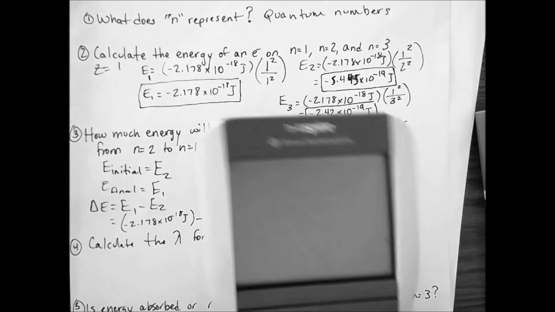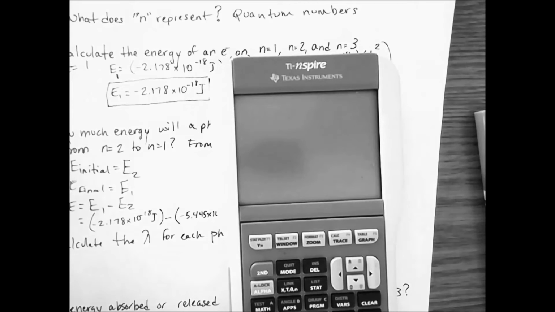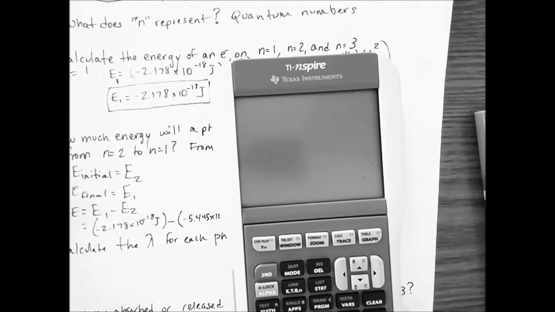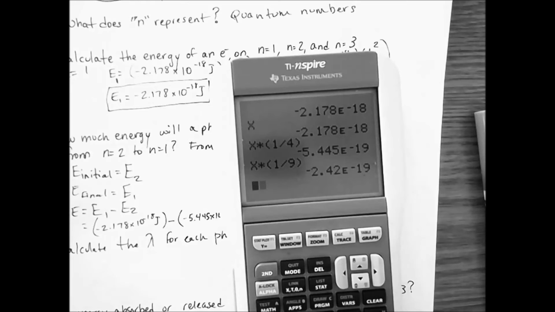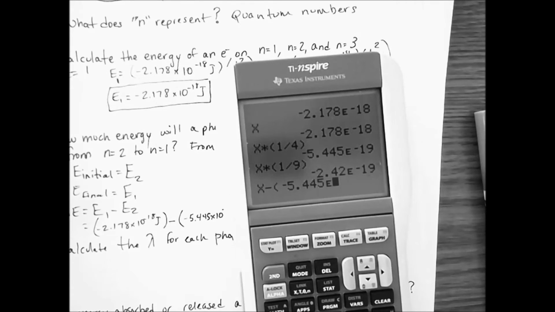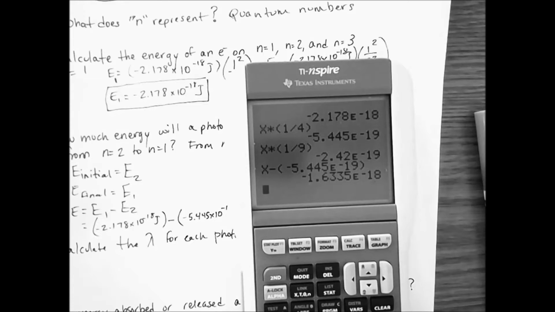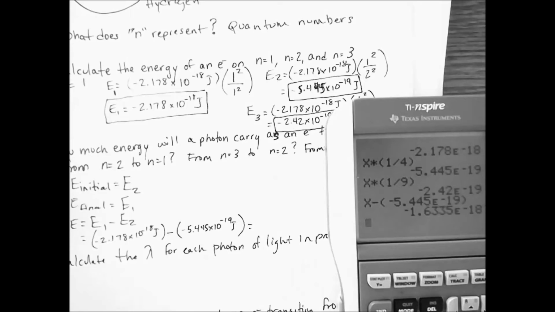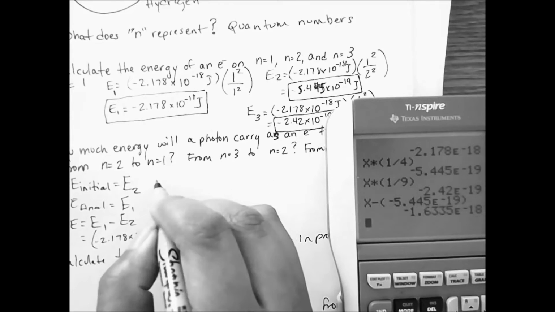So I'm going to type that in here. Since I have the negative 2.178 labeled as a constant, I'm just going to type X. And then we're going to do X minus, and I'm going to use parentheses and type in that second number, negative 5.445 E, and the exponent was negative 19, so negative 19. And here's your first delta E. Delta E is negative 1.6335 times 10 to the negative 18th power.